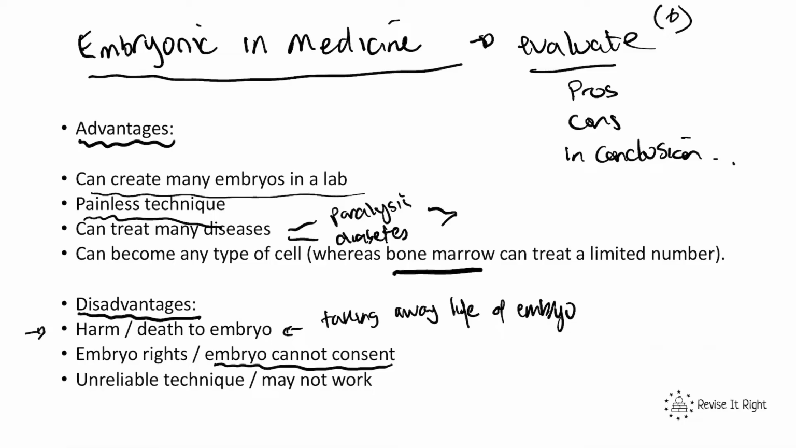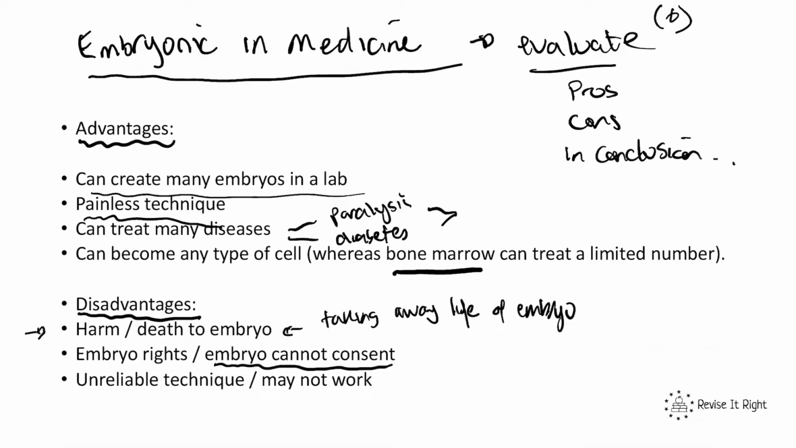You know, if we were to do anything to any of you guys watching, and we were asking you for a transplant, we wanted one of your kidneys, for example, you would have to consent for that. That's a legal thing. You'd have to consent. Whereas embryos, they can't consent to this. So that's a disadvantage. And also the fact it's an unreliable technique and it may not work.